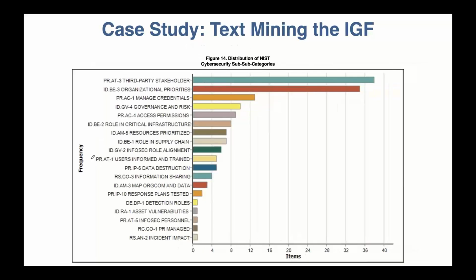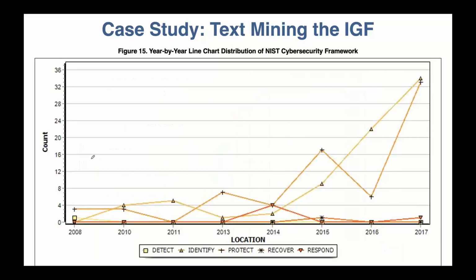We can even go down to the third level and see specifically what issues people are talking about the most. So third-party stakeholders, organizational priorities, managing credentials, and so forth. Now, for the hypothesis testing, yes, this is certainly happening within this data set, but is there any relationship between when this concept was introduced in 2014 and discussions over this 12-year period? And this chart really jumped out at me.